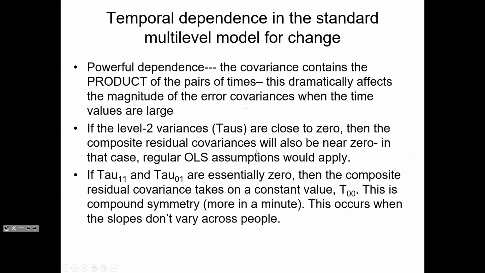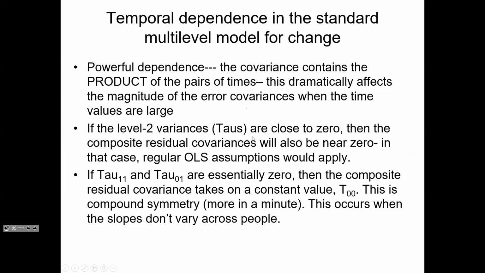If the level 2 variances are really close to 0, then the composite residual covariances are going to be near 0. If you fit a model and tau not and tau 1 actually were 0, which would mean tau not 1 would have to be 0, so you don't have any taus, then the matrix that you would get would just be sigma squared on the diagonal. And if that were the case, then regular ordinary least squares regression assumptions would apply, because OLS regression assumes you basically just have this diagonal matrix with the same sigma squared on the diagonal and nothing on the off diagonal.